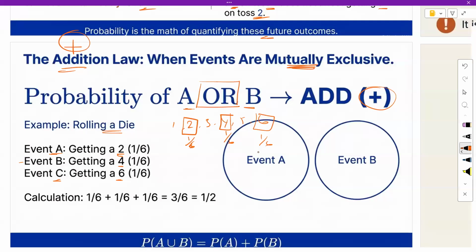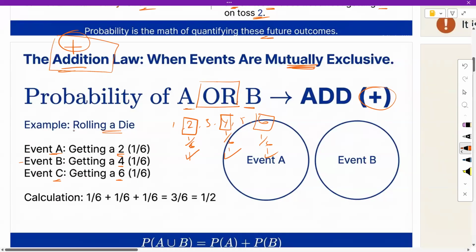In a single trial, someone asks what is the probability of getting 2 or 4 or 6. Then you can win, right? If you get score 2, you are winning. When you get score 4, you are winning. When you score 6, you are winning. So what is your winning chance? That time we have to use addition law.